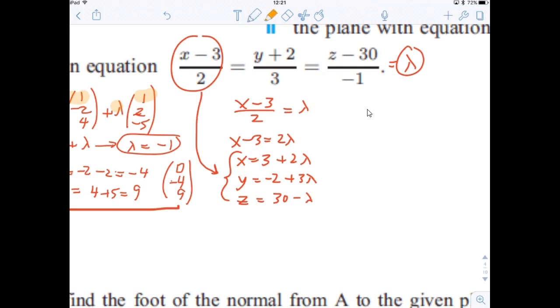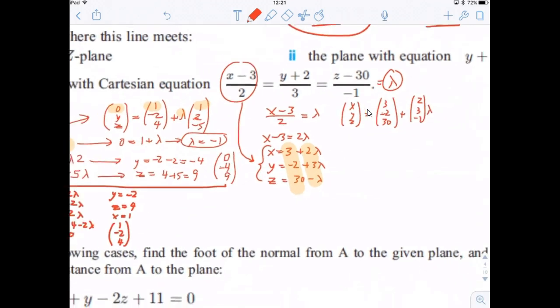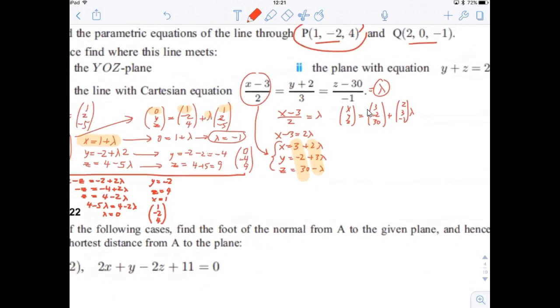And from this, we could build a vector equation by grouping these like that. So basically, the equation in vector form for these Cartesian equations would be position vector (3, -2, 30) plus (2, 3, -1) lambda. So that would be the vector equation for that.